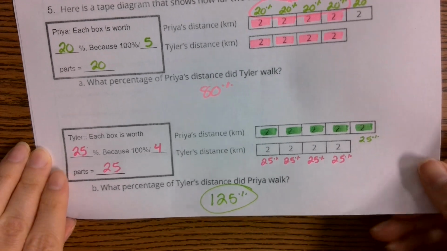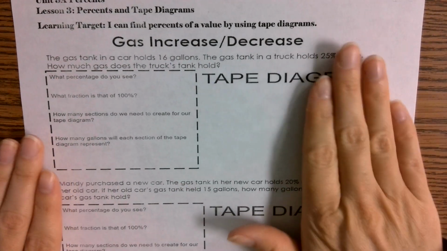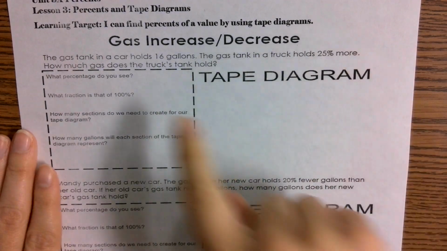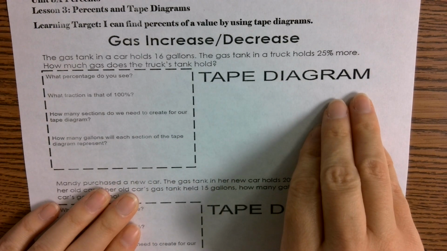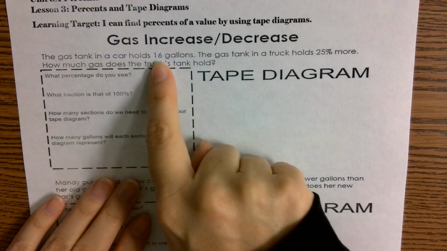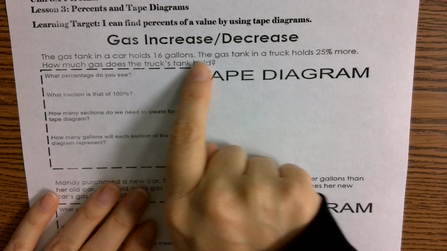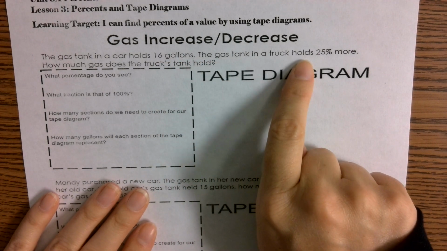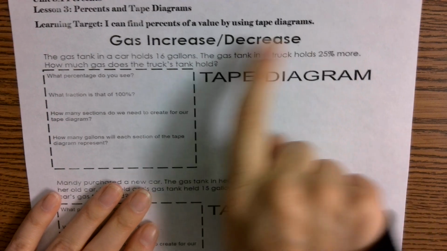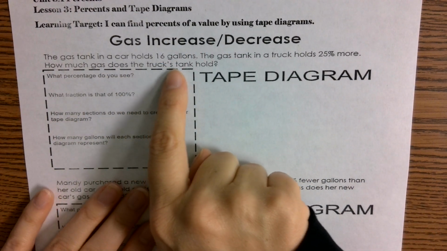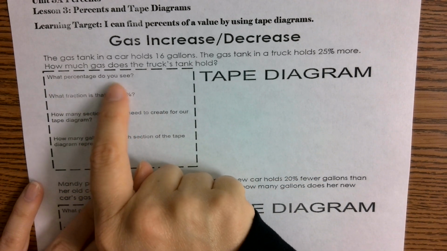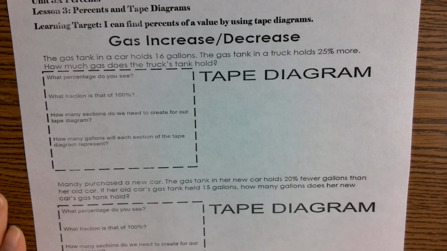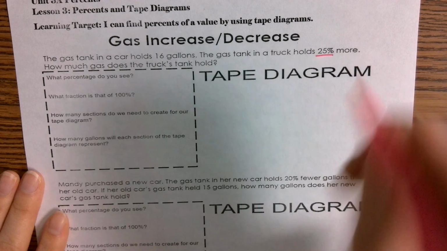All right, let's go to the last page. What you're going to be doing here is creating your own tape diagrams. It's helpful to answer these questions first before you create the scenario. So the gas tank in a car holds 16 gallons. The gas tank in a truck holds 25% more. I want to know how much gas the truck's tank holds. So the first thing I want to ask you, what percentage do you see in the problem? 25. We see the percentage 25.